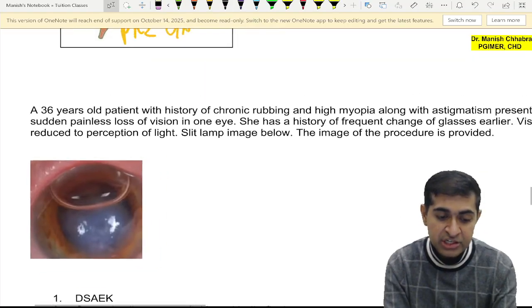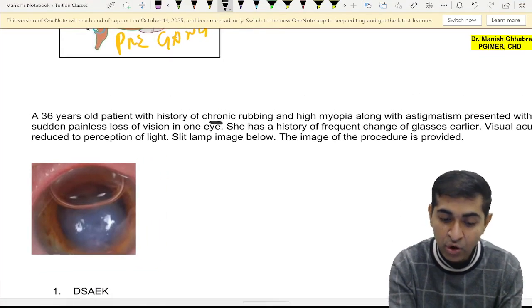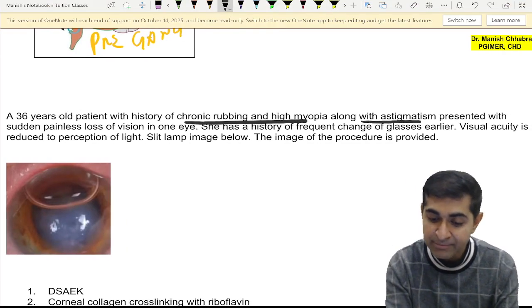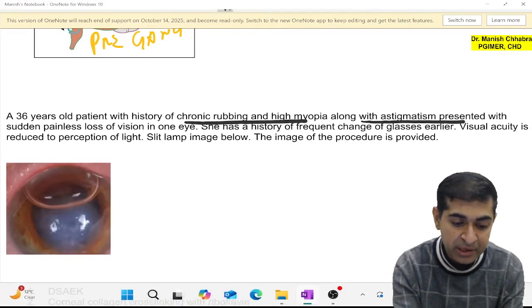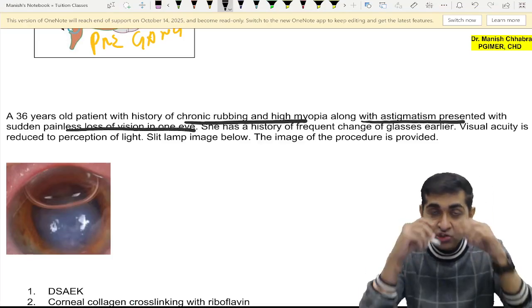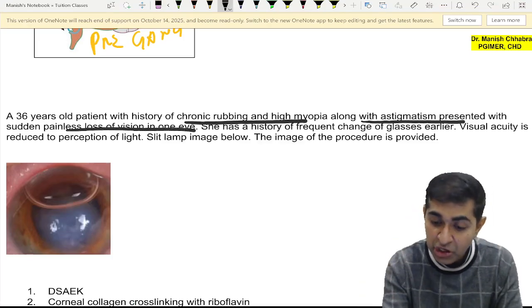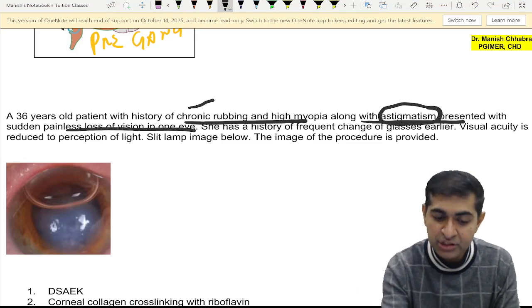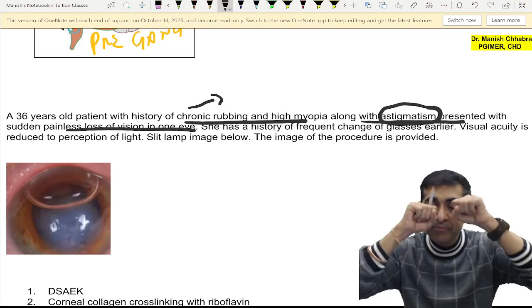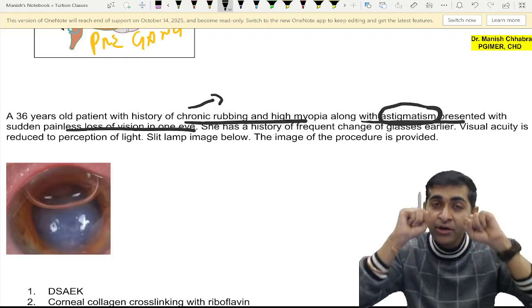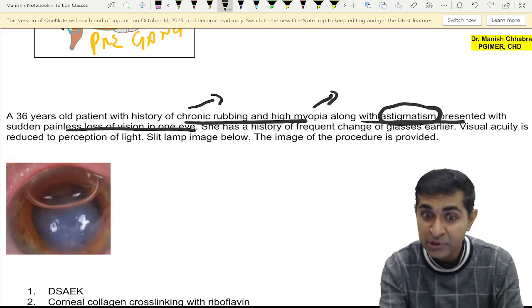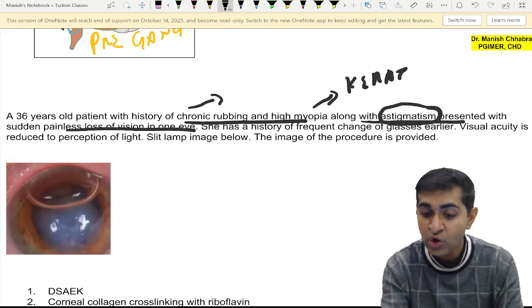Okay, a 36-year-old patient with history of chronic rubbing and high myopia, along with astigmatism, presented with sudden painless loss of vision in one eye. So chronic rubbing, high myopia, astigmatism. Which direction are we going? So probably the patient is chronic allergic. The patient will keep on rubbing, and constant rubbing can lead to one important complication, that is your keratoconus.